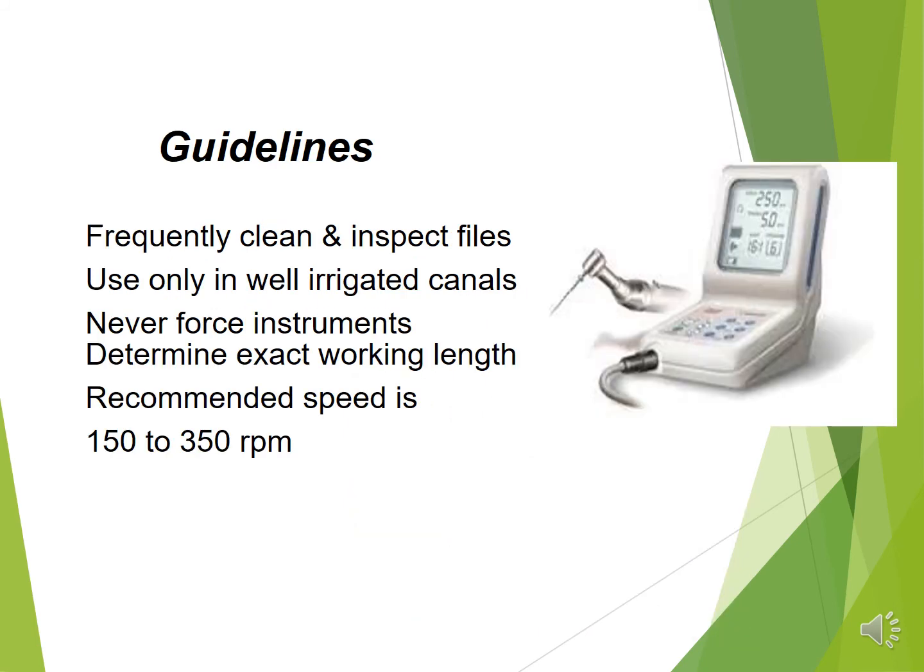There are very simple rules whenever you are working with a Protaper system or any nickel titanium rotary system. You have to frequently clean and inspect the files when you are using them. Always use these files in well irrigated canals. Never force the instruments. Let the instrument slowly work to the working length. Determine exact working length, and the recommended speed for Protaper is 150 to 350 RPM.